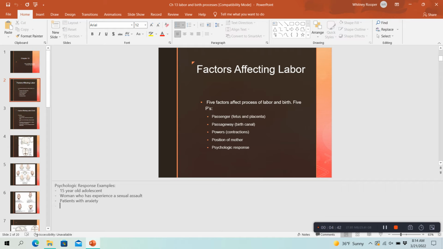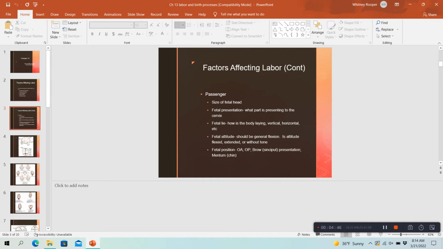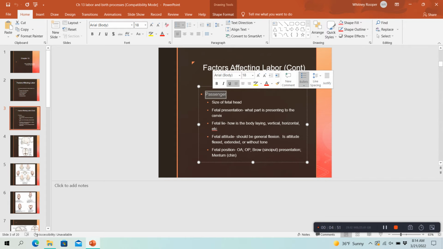So the first one, passenger. What factors affect the passenger? Well, the size of the fetal head. Obviously, the whole thing about labor and birth is, and obviously babies don't have a purple onesie on. I always like to use this baby because it has the little fontanelles on the top. And so it's much easier to tell what's what. So if this is our fetus, this is our pelvis, okay?